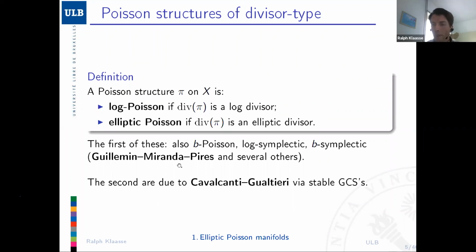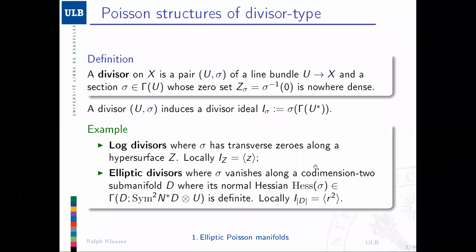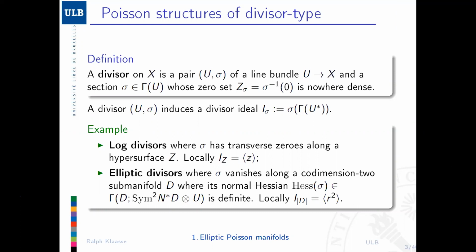Sorry, another question. In the definition of elliptic divisor, the condition that the vanishing is along a codimension 2, is it a condition or is it a consequence? It's a hypothesis, right? You need to put it there. Yeah, it's like the definition of a Morse-Bott function. Correct. It's basically like that.